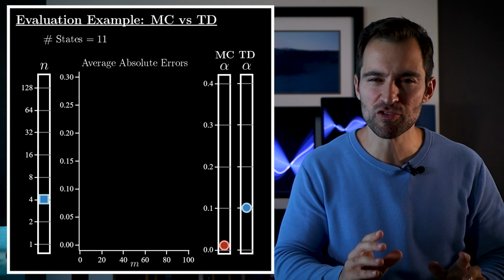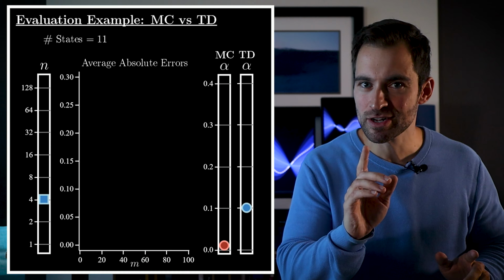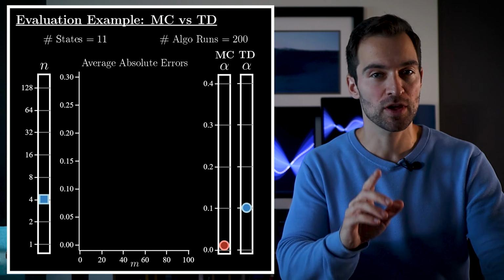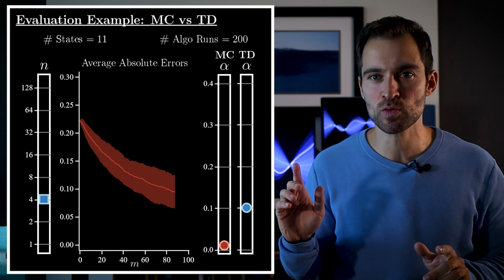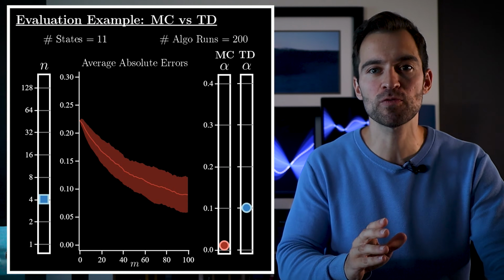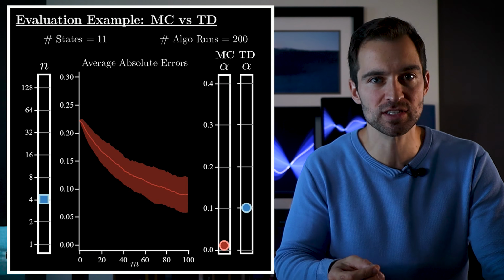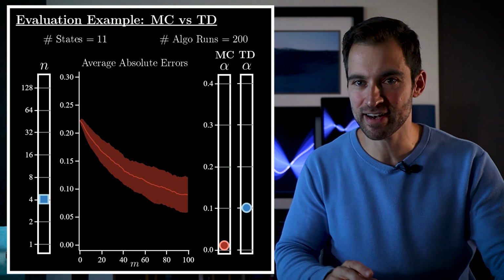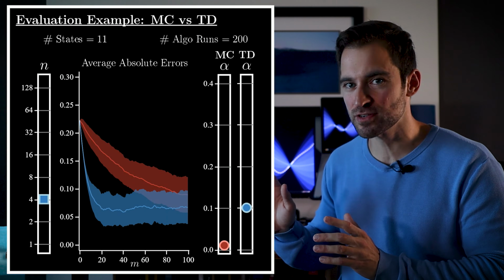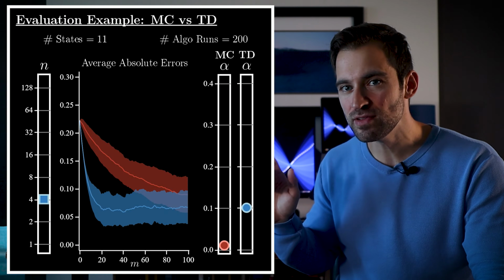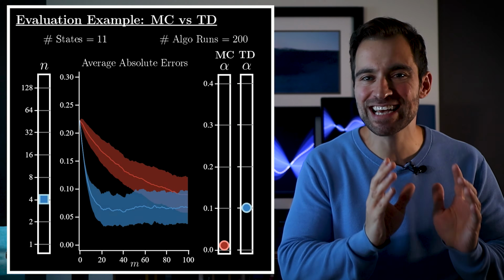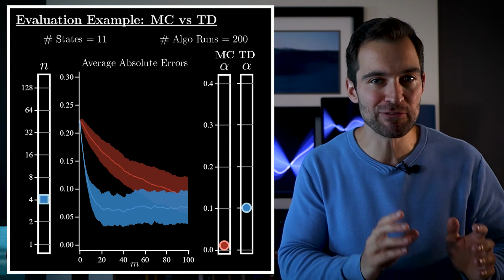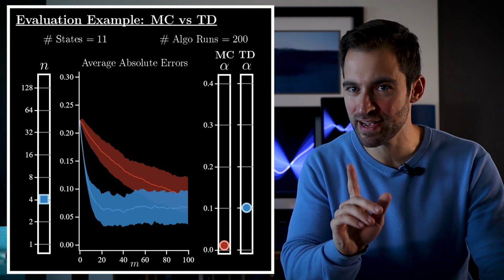Also, instead of running the algorithms just once, I'll run them 200 times, which will give a whole distribution of performance. For instance, this is the performance of MC, where the line gives the performance averaged over all 200 runs, and the band is plus minus 1 standard deviation. And now for the punchline. This is what TD's performance looks like. Not only does it do better faster, but it has a tighter, more certain distribution of performance. At least for these choices of alpha and n, TD performs better and is less risky.